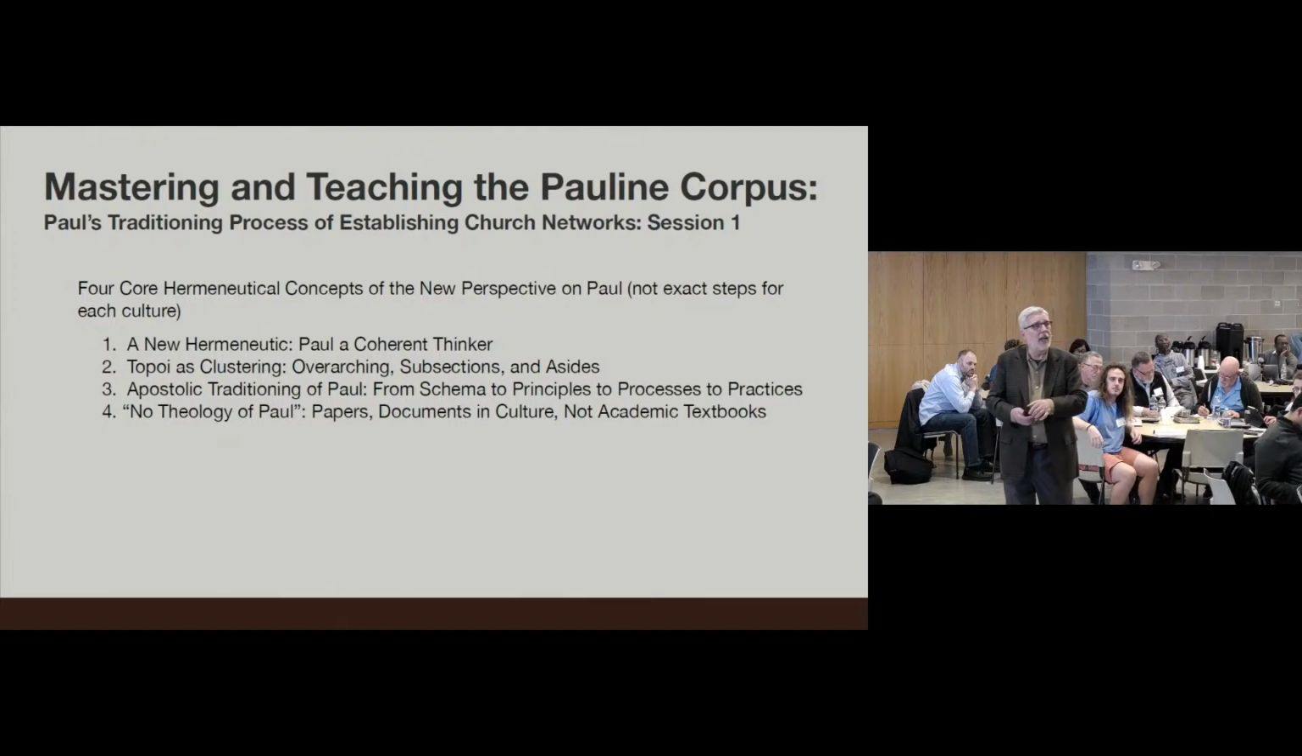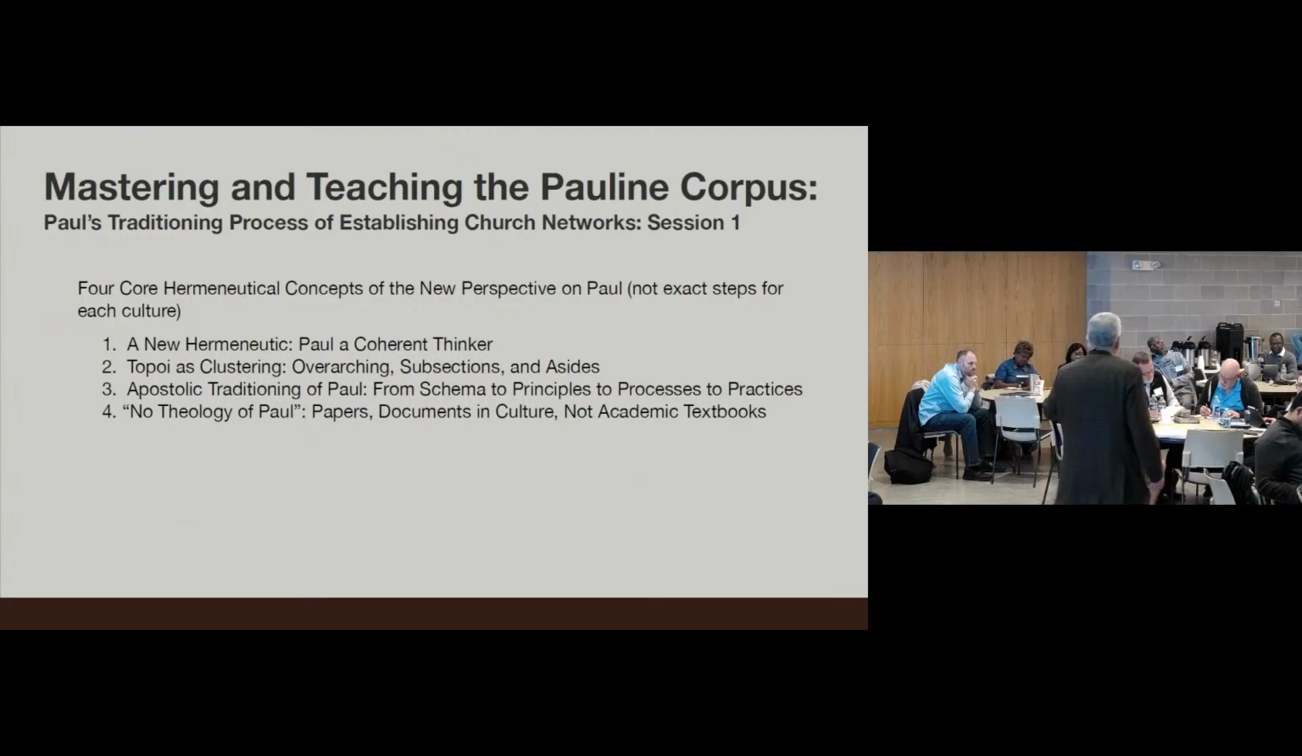So the things we're after are 4 ideas. One is the new hermeneutic: Paul, a coherent thinker. Absolutely foundational. Nobody in Western systematic theology thinks of Paul as a coherent thinker. They see it as some elementary things that got us started in the right direction, but down through the centuries, we built theology, we built systematic theology, and now we can see clearly. That's how it's held. That's how it's viewed. But he was a coherent thinker.